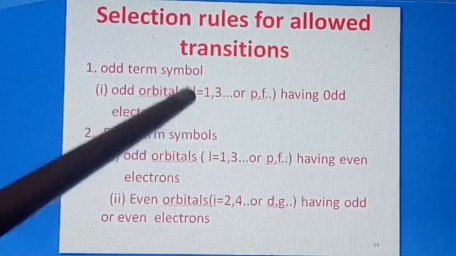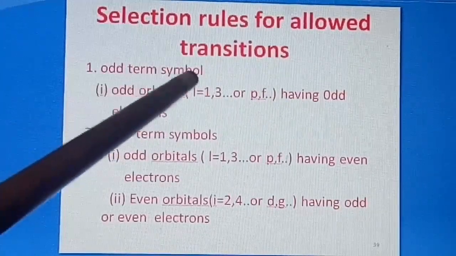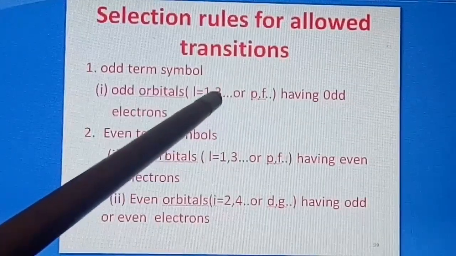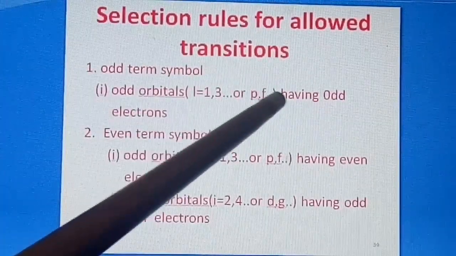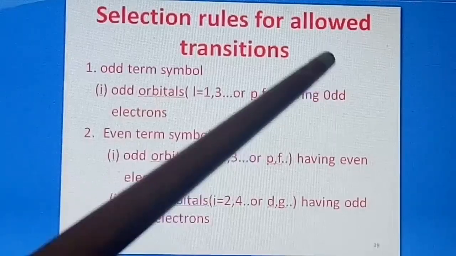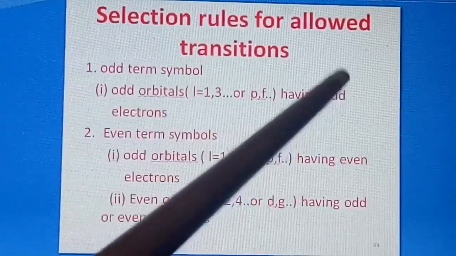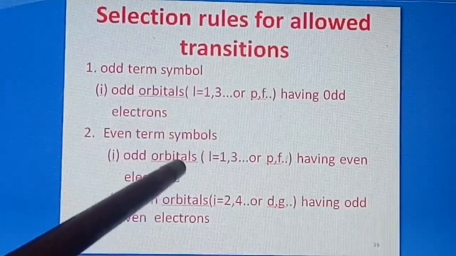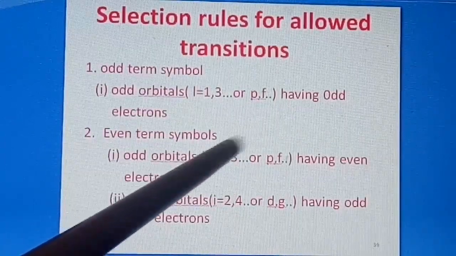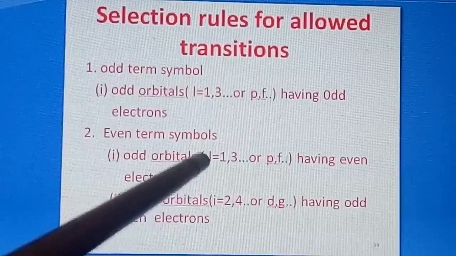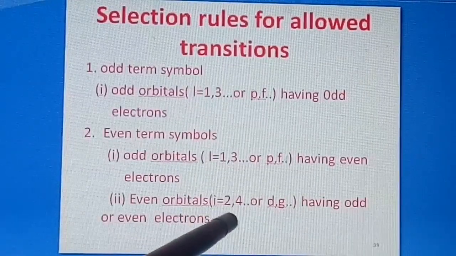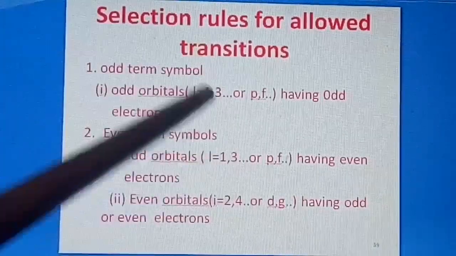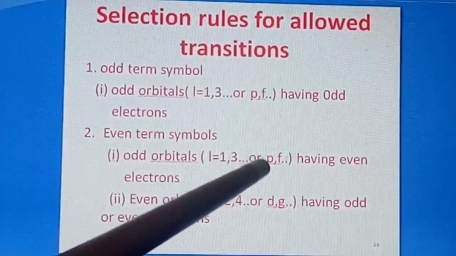Here we can understand more. An odd term symbol will be there for odd orbitals, thus L is equal to 1, 3, or P, F, having an odd number of electrons. So this is the main condition for odd term symbols. An even term symbol will be there if the orbitals are odd, having an even number of electrons, and for even orbitals having odd or even numbers of electrons. So these are the conditions for odd or even parity.